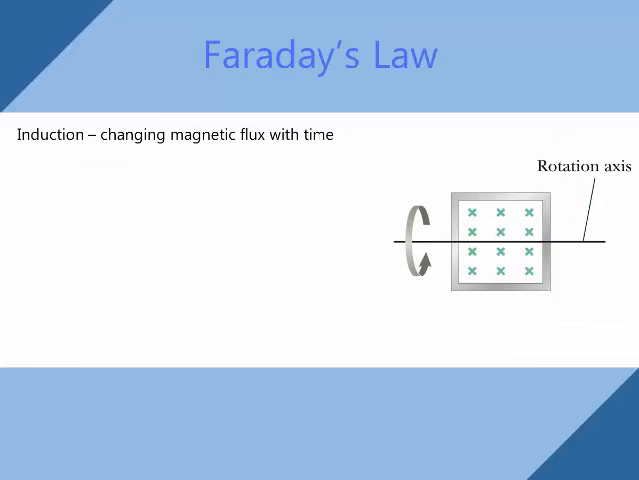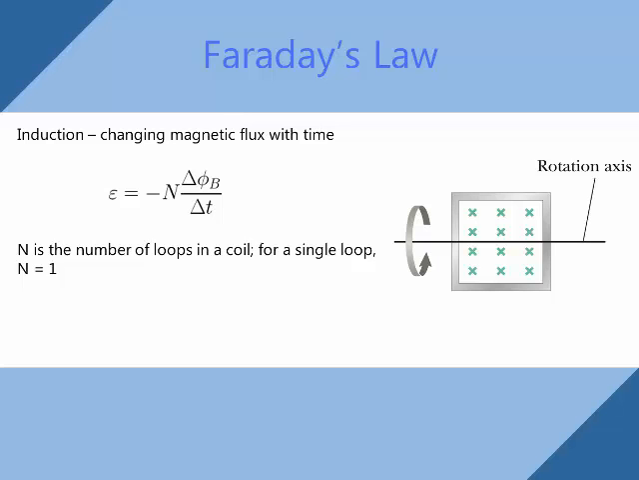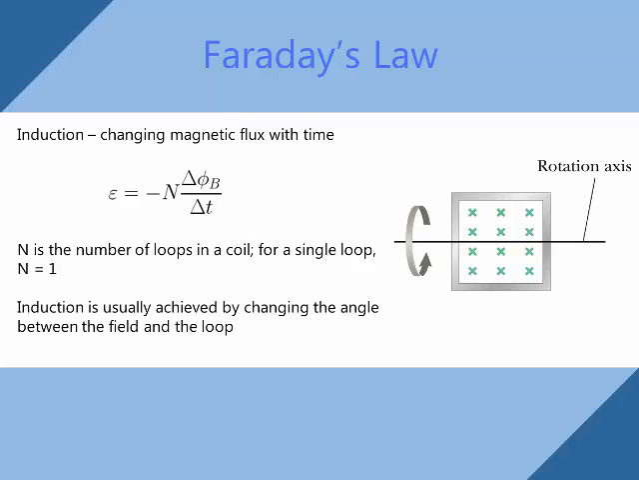Faraday's law of induction tells us that a changing magnetic flux with respect to time will induce an EMF in a loop. Here, in this equation, N is the number of loops in the coil, so you can have multiple loops. Induction is usually achieved by changing the angle between the field and the loop, for example, by rotating the loop.